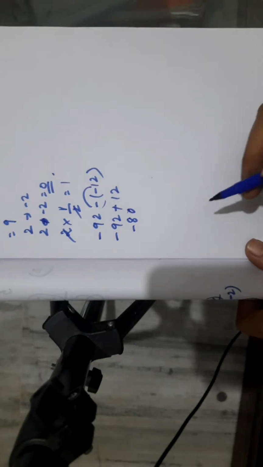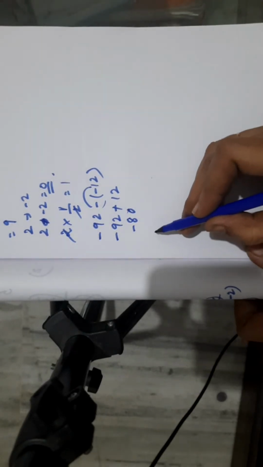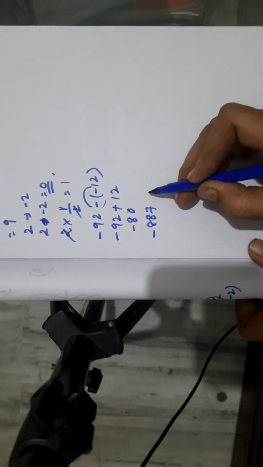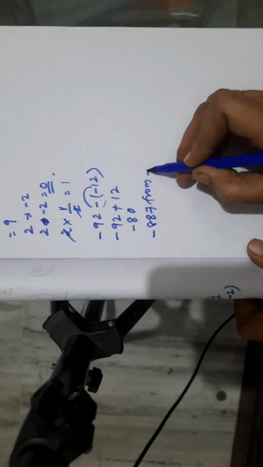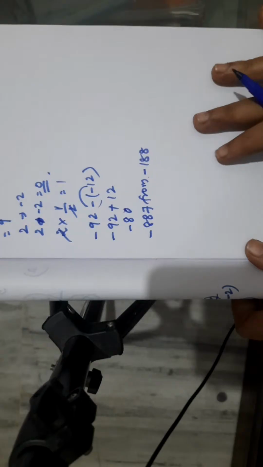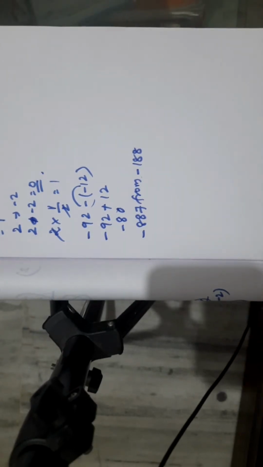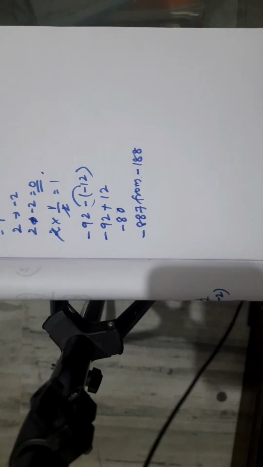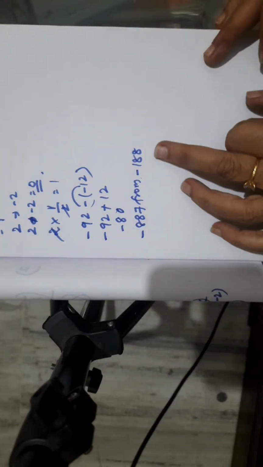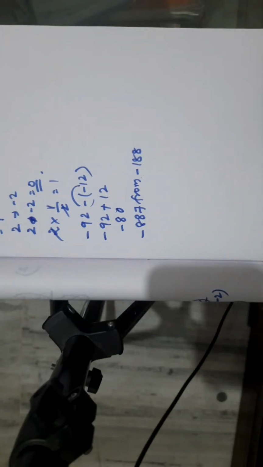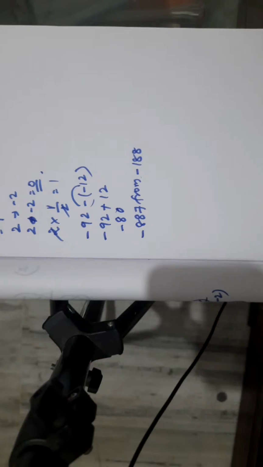Now one more question. Subtract 887 from minus 188. So try this and say the answer. Minus 887 from minus 188. Say the answer fast. Can you solve it? Or do you want me to explain?